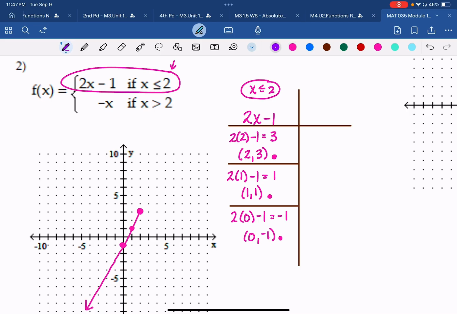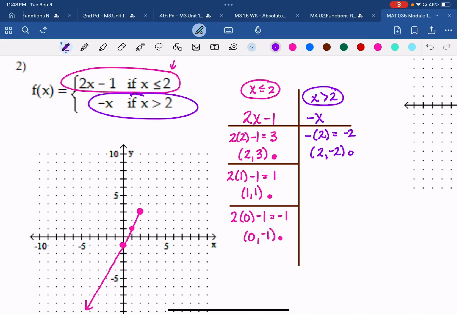Now we're going to do the same thing with the next one. So we've got negative x. This is only when x is greater than 2. That means I'm going to start with 2. So negative 2. Well, that's just negative 2. So that means I've got an ordered pair at (2, negative 2). It's not or equal to, that means it's open.